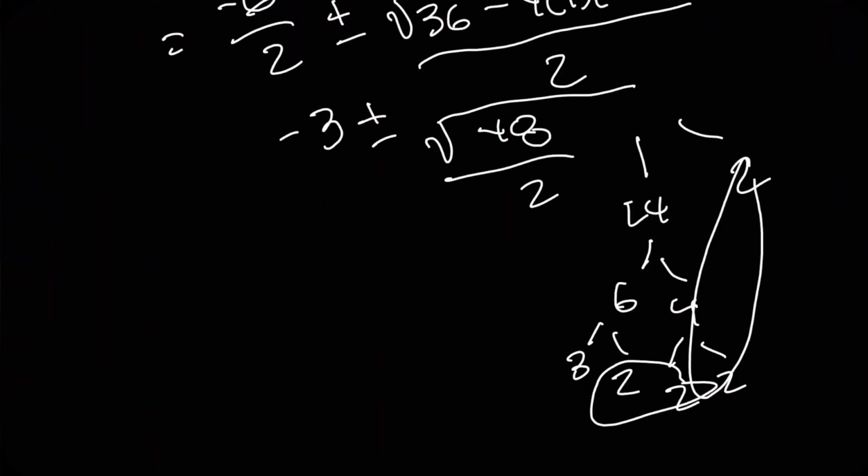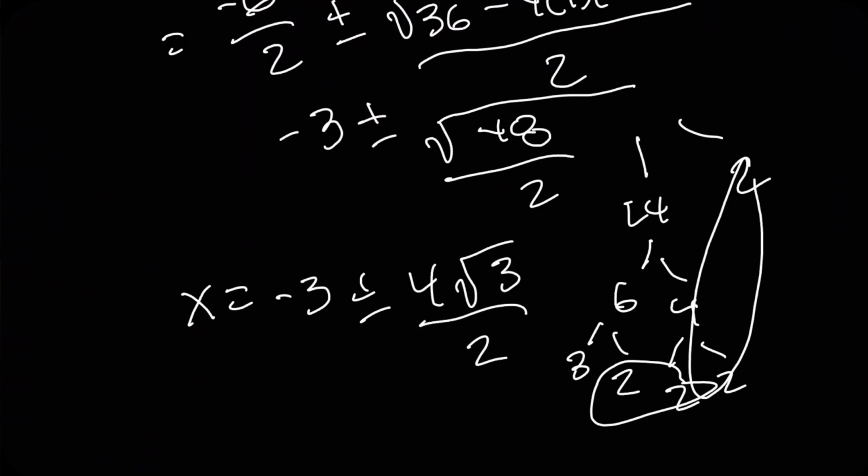So finally, we will have x is equal to -3. And then we'll have 2 and 2, so that can come out, which will be a 4, and then square root of 3 stays under, divided by 2. This will give us our final answer of -3 plus or minus 2 square root of 3.